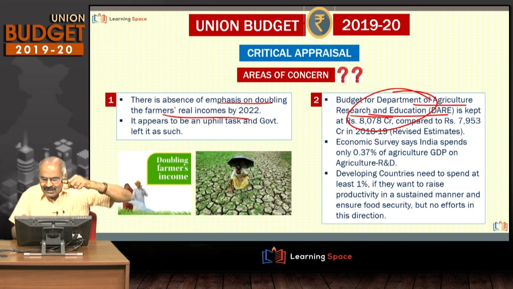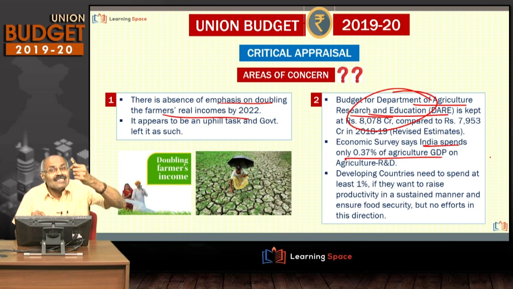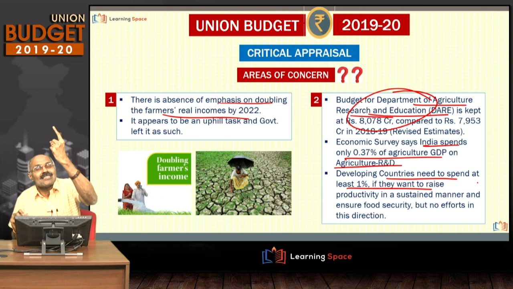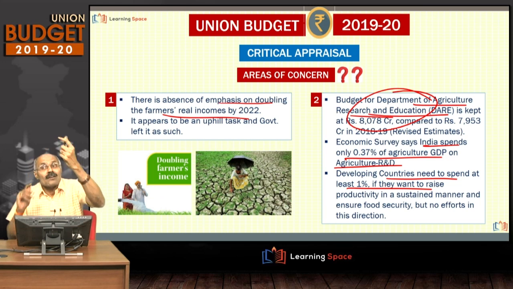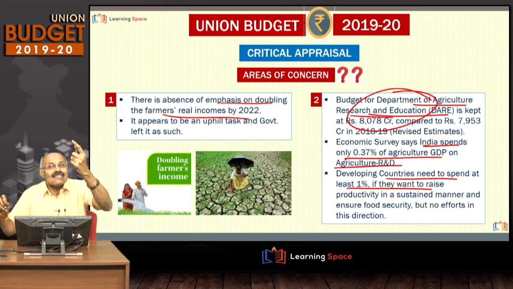Friends, economic services: India spends only 0.37% of agriculture GDP on agriculture R&D, and developing countries need at least 1%. But friends, there are no steps in that direction. Second important aspect, in the days of climate change, R&D in agriculture assumes huge significance. But friends, that is missing.